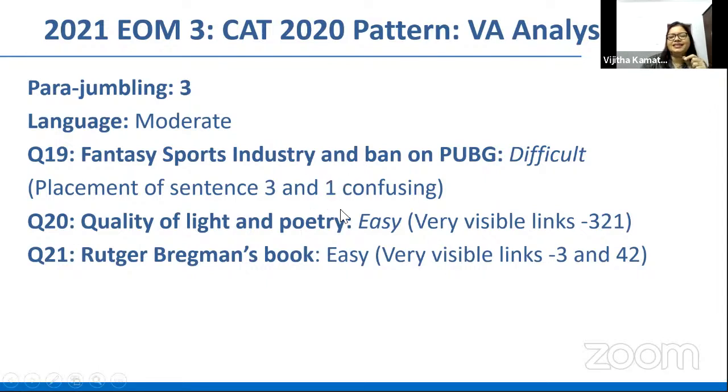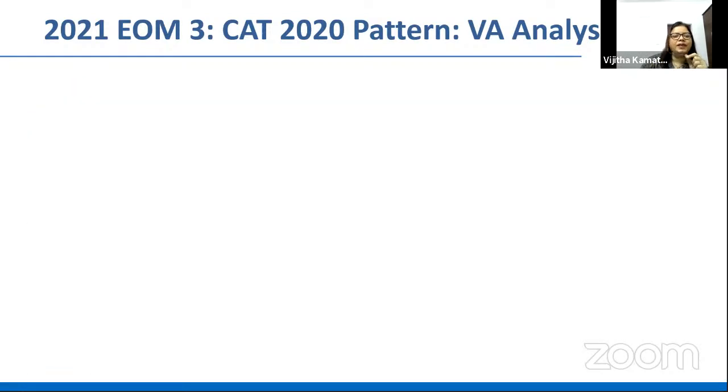But the first sentence is actually what comes into place after you understand the 2 sentences, that is the second sentence and the fourth one, that is 2 and 4, which talk of the ban on PUBG. All right. So that's what made this slightly confusing. But overall, parajumbling as an area of questions should have been addressed because it's definitely something that you would have gained from. So this time the parajumbles were easy.